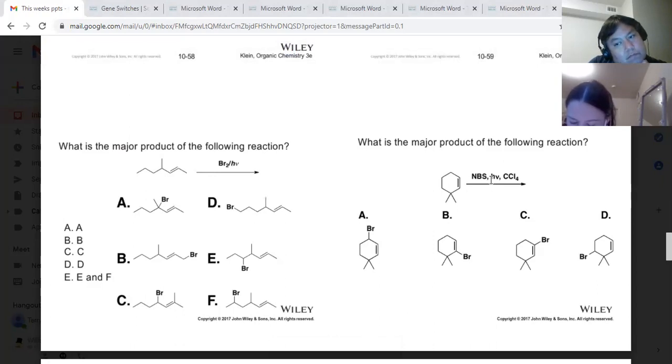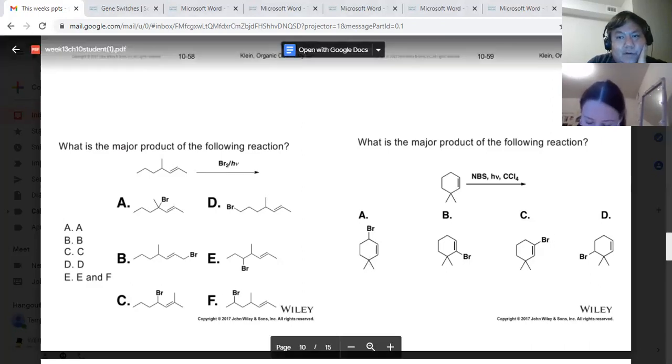Wouldn't it be A, since we're adding that bromine? We're adding it to the allylic position, right? Yep. So we would add it here, but don't forget, there's no hydrogen on this carbon down here. This is an allylic position too, but there are no hydrogens, because there are only carbons.